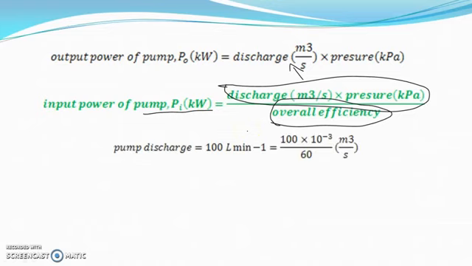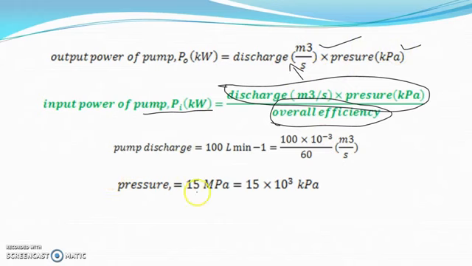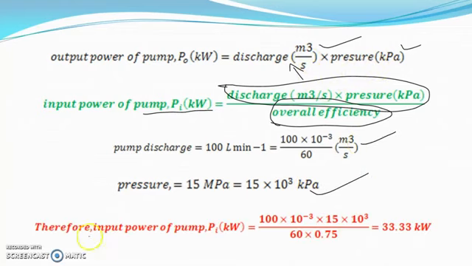So clearly, just putting the value, pump discharge is given 100 liter per minute, converted into meter cube per second because the unit is meter cube per second, kilopascal. The pressure is 15 megapascal, so it will be 15 into 10 to the 3 kilopascal because it's in kilopascal, so you convert it to kilopascal. Then putting the values, the input power of the pump will be 100 into 10 to the minus 3 into 15 into 10 to the 3 divided by 60, because 60 was there per minute, it's per second. So it's 0.75, the overall efficiency given.